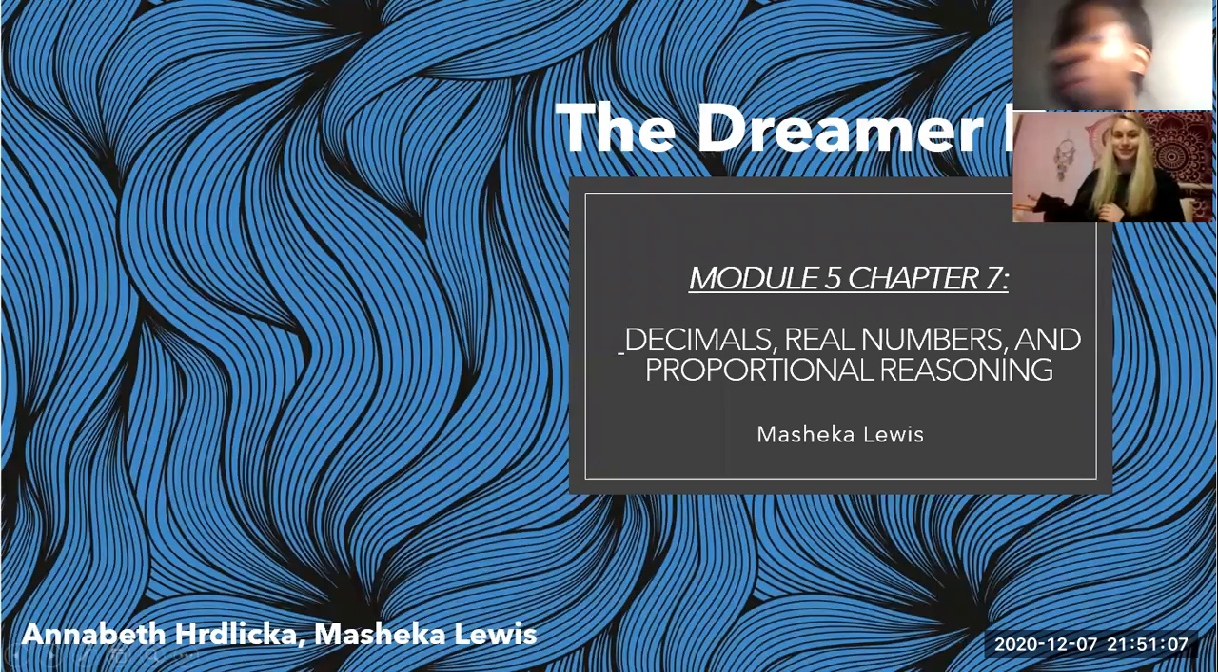We are the Dreamer Duo, and this is Module 5, Chapter 7, Decimals, Real Numbers, and Proportional Reasoning.